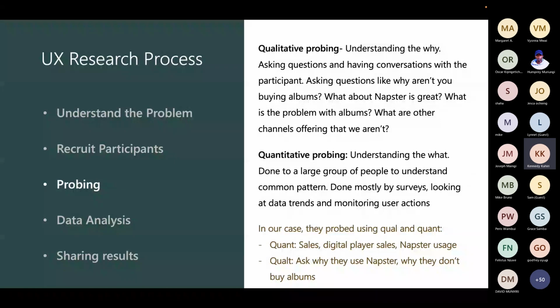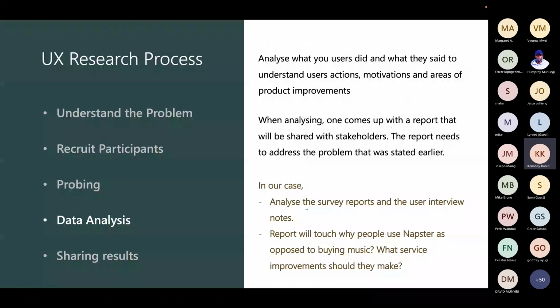And then they did qualitative research methods where you talk to people face to face. Remember, you have recruited participants, so you know exactly who you want to talk to. And you ask them about Napster, why they don't buy albums. You just probe them, why would you pirate rather than buy? So you just talk to them. And then after collecting all this information, you do data analysis. So you look at what users said in the surveys versus what users told you face to face. You look at patterns. You look at what key themes are coming up, and what are areas of improvement.